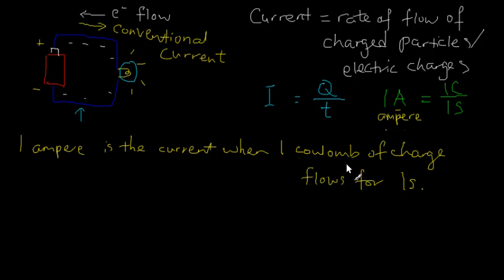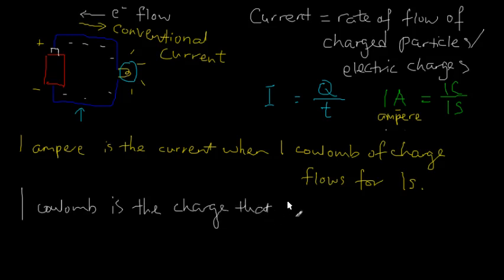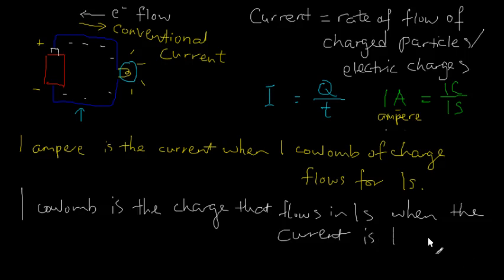Now, what about 1 coulomb? Right, now let me try that. I can say something like 1 coulomb is the charge that flows in 1 second when the current is 1 ampere.